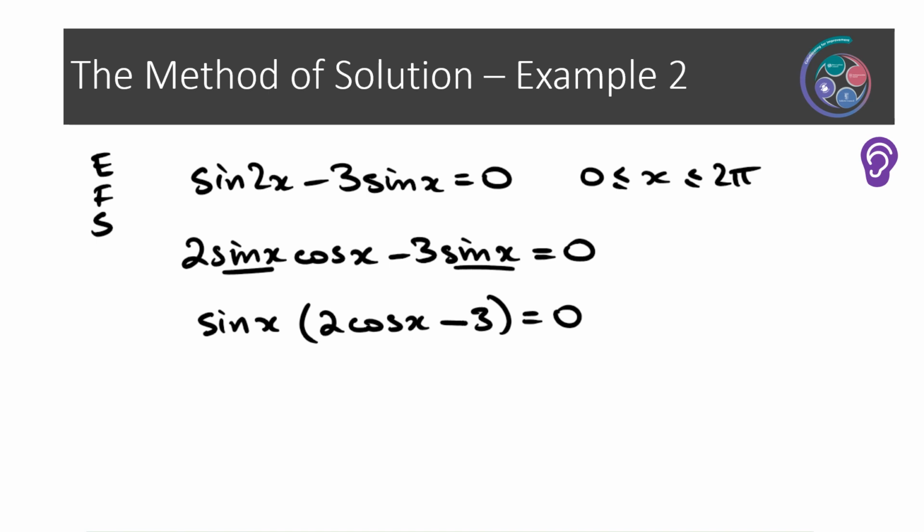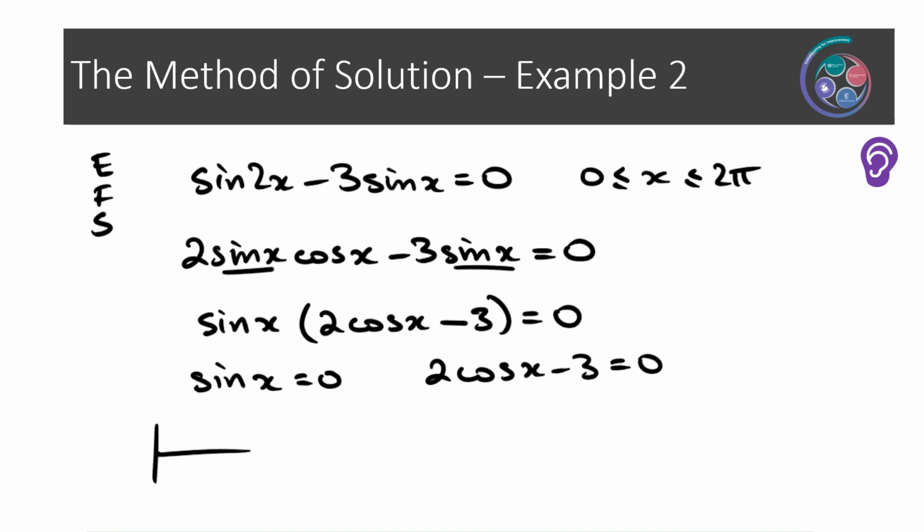Solving each of these factors equal to 0 gives me sin x equals 0 or 2 cos x minus 3 equals 0. Again, sin x equals 0, that's one of these ones that we get from the graph. So there's your sine graph. When is the sine graph 0? Here, here, and here. Now your brain's probably going 0 degrees, which is the same as 0 radians, 180 degrees, which is the same as pi, and 360 degrees, which is the same as 2 pi. That's fine.